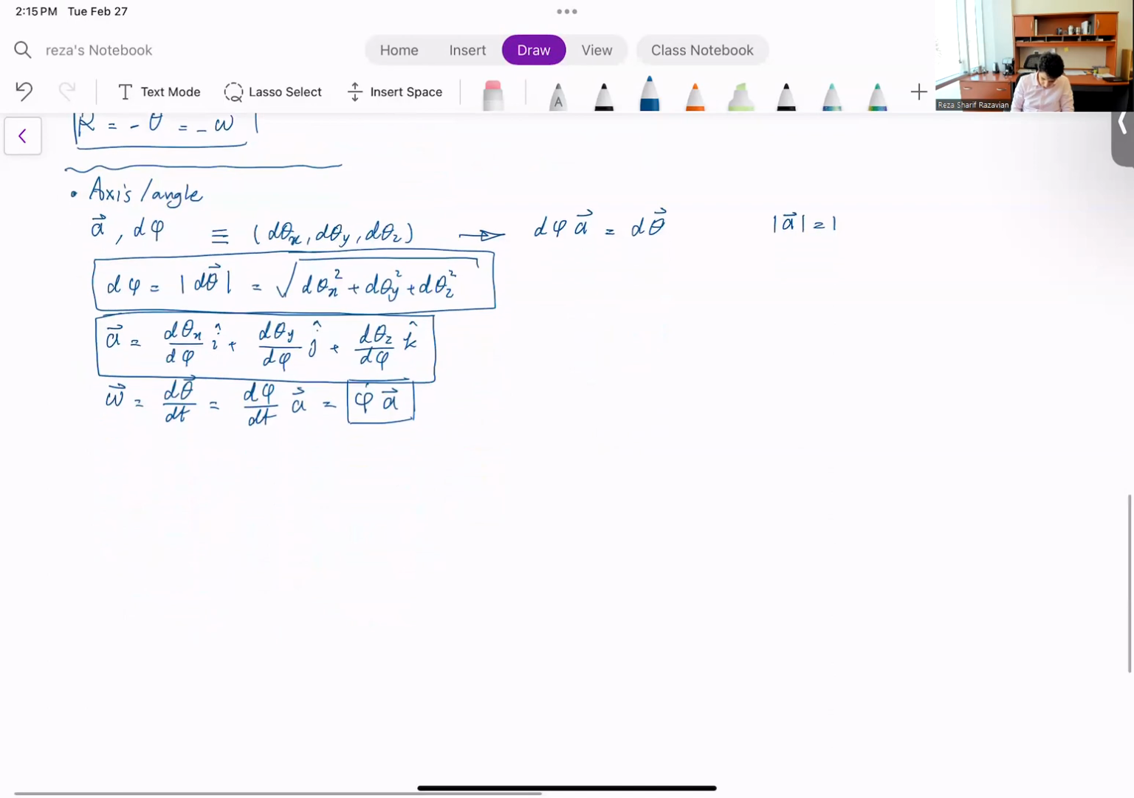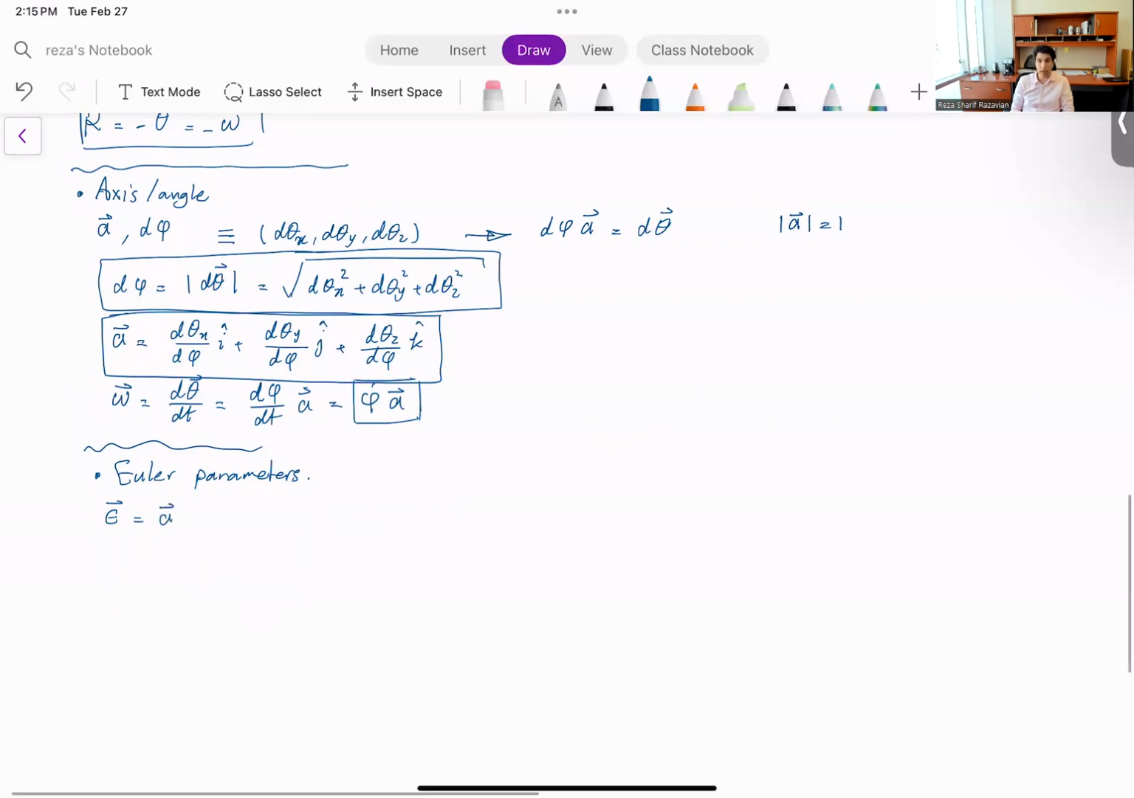And the last thing to talk about here, last but not least, is the Euler parameters. Remember that we had epsilon. The epsilon vector was this axis of rotation scaled by how much you have rotated, so essentially a times sine of phi over 2. This is not z, this is 2.